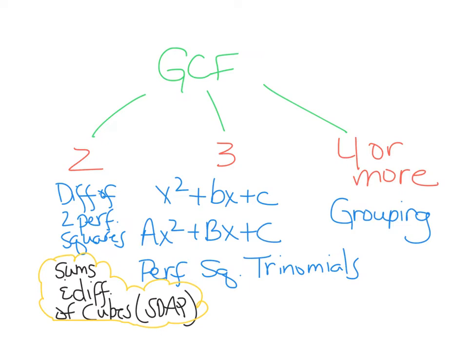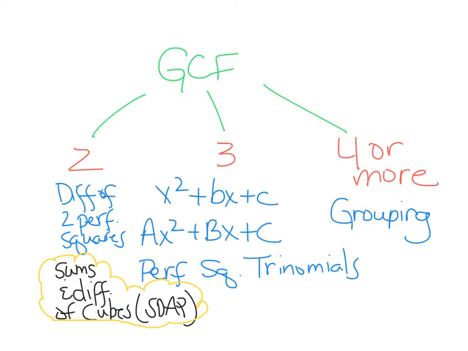So if there are four or more terms, you're going to try grouping. Now, this doesn't mean that once you do grouping, you're done. At that point, there could be a different type of factoring you're going to take into account. If there are three terms after the GCF, then there are three types of trinomials. There are ones in the form of x squared plus bx plus c that have a 1 in front. There are trinomials where you have something other than a 1 in front of the x squared. And there are those special ones that are perfect square trinomials.